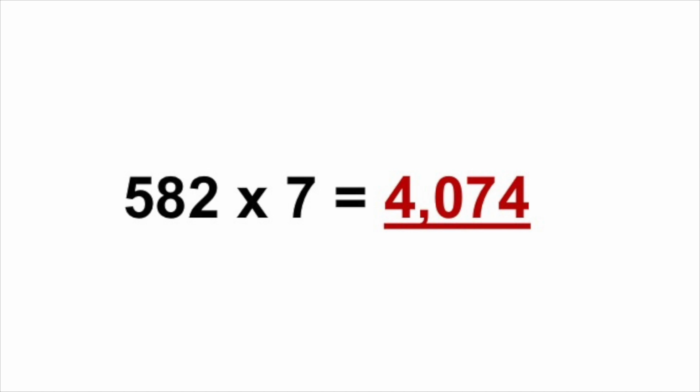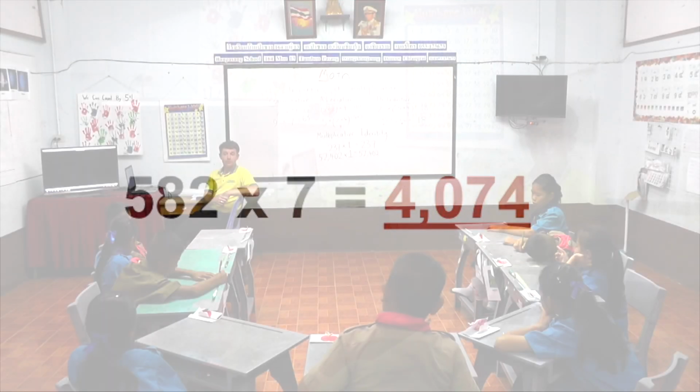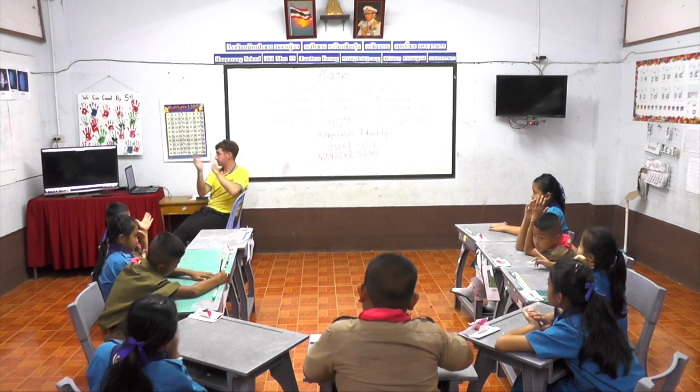582 times 7 equals 4,074. And this is how we answer multiplications by 1-digit numbers. Today we're doing 3 digits by 1 digit. In the next lesson, we'll look at larger numbers. Any questions, guys? Okay, that was excellent. Well done.